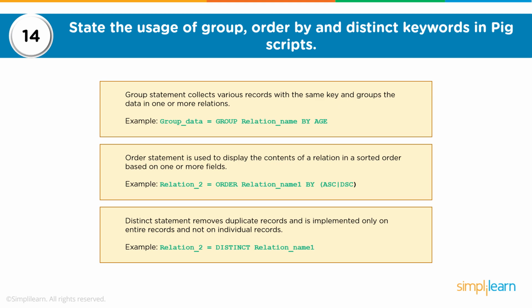Order by is used to display the contents of a relation in a sorted order, whether ascending or descending. So I could create a variable called relation2, and then I could say order relation name 1 by ascending or descending order. Distinct basically removes the duplicate records, and it is implemented only on entire records, not on individual fields. So if you would want to find out the distinct values in the relation name field, I could use distinct.